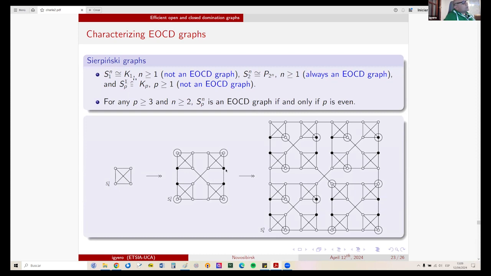I mean, we take these two vertices, yeah, they form an efficient open dominating set because this dominates all here, this dominates all here, and this dominates all the other part, and so on. And for the efficient closed dominating set, we take all these corners. And then this is an efficient closed dominating set.